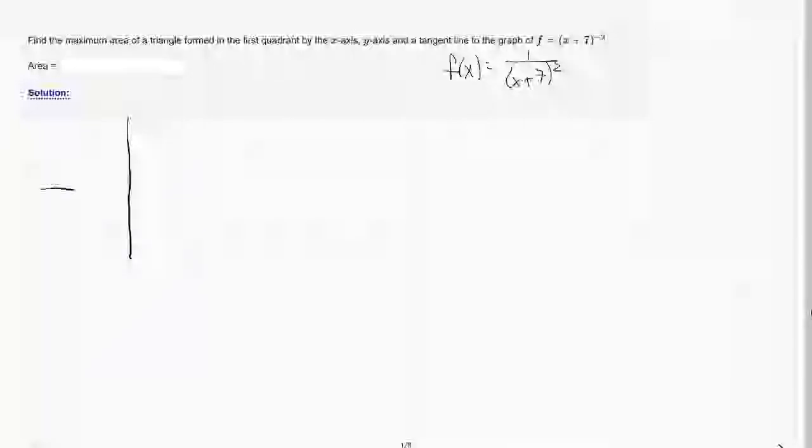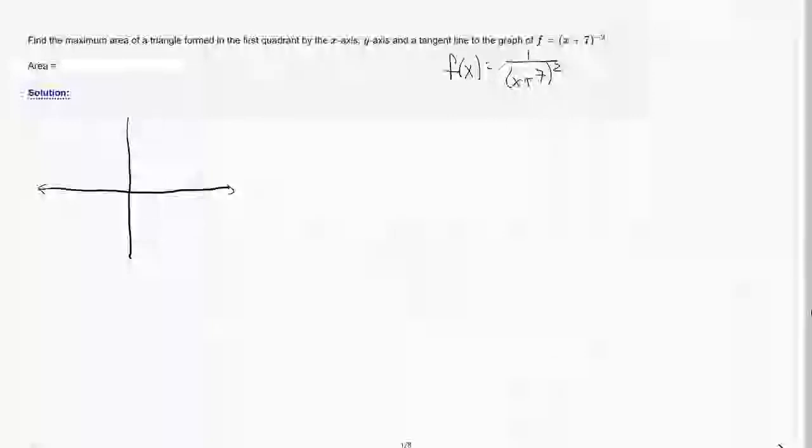So we're going to begin with finding the maximum area of a triangle formed in the first quadrant by the x-axis, the y-axis, and a tangent line to the graph f of x equals x plus 7 to the negative 2 power. So let's take a look as to what this is. First off, another way to write this is 1 over x plus 7 the quantity squared. And if you're looking for the graph, it just basically shifted the graph of 1 over x squared to the left 7 units.